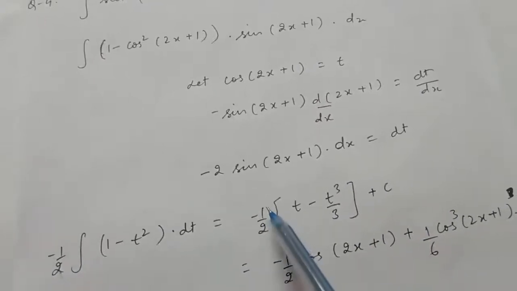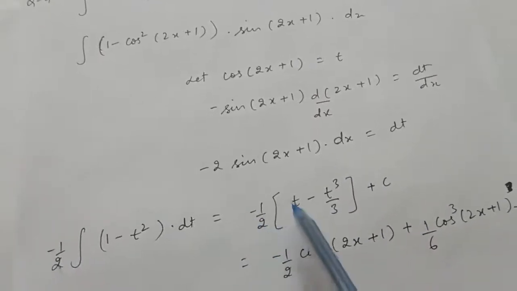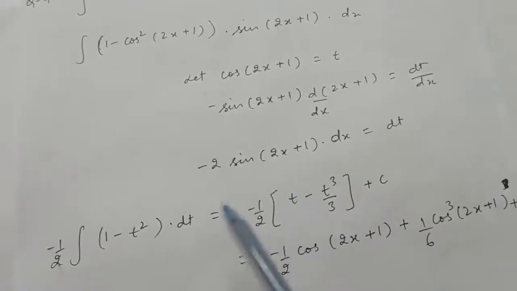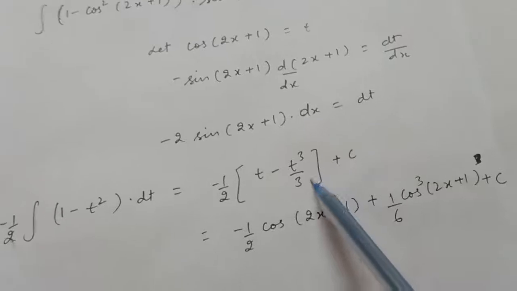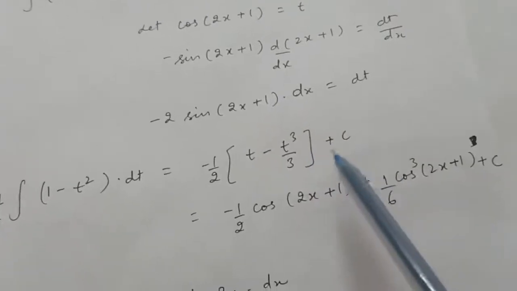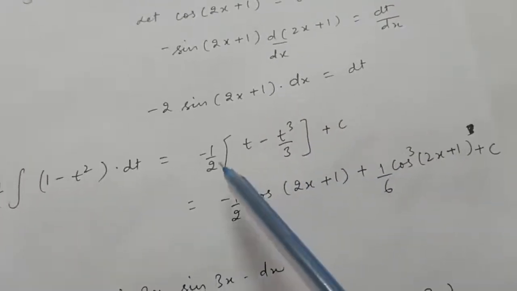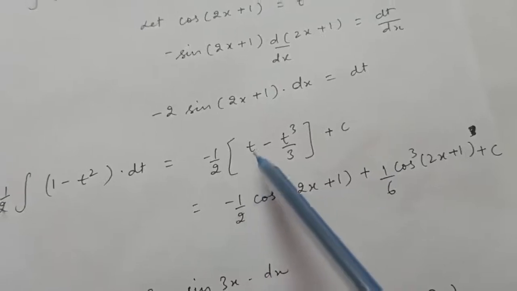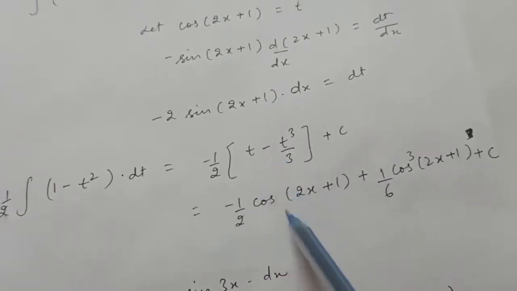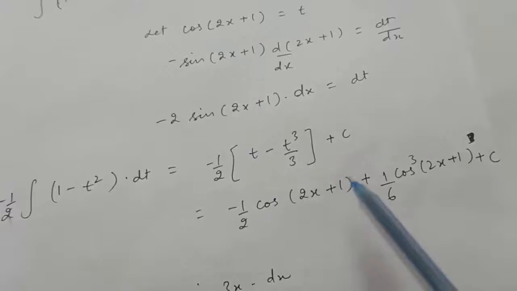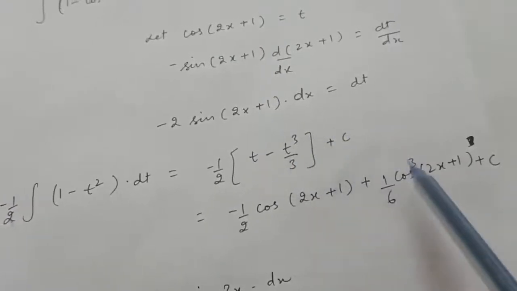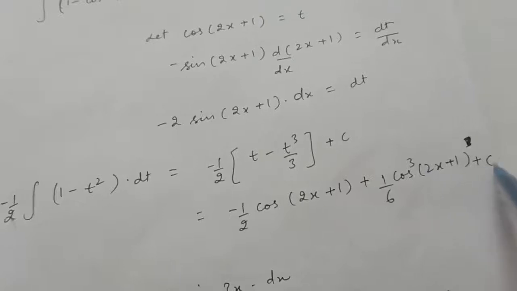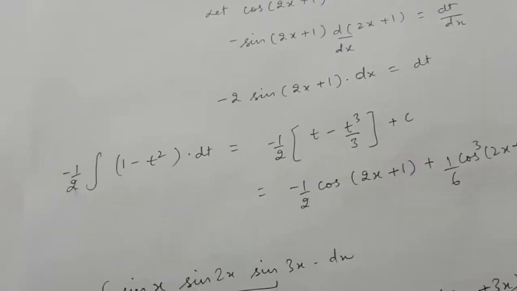So this is equal to minus 1 by 2, integral of 1 is t, minus integral of t square is t cube upon 3, plus c. Now this will be minus 1 by 2 into t, and in place of t writing this cos (2x plus 1), plus 1 by 6, in place of t cube, cos cube (2x plus 1), plus c.